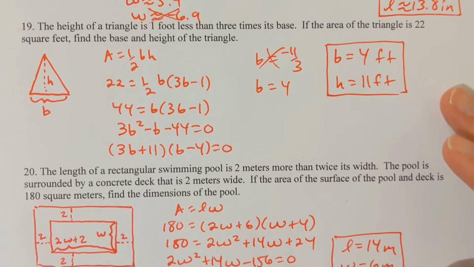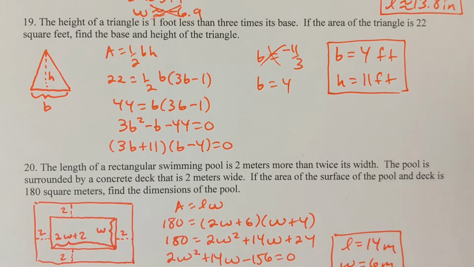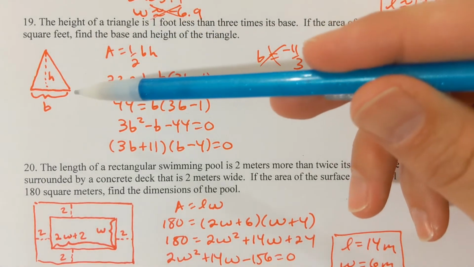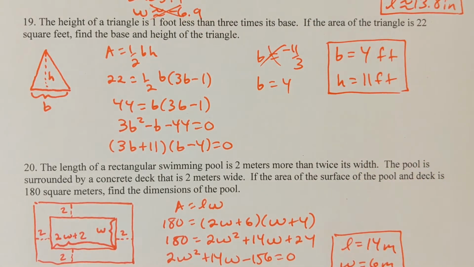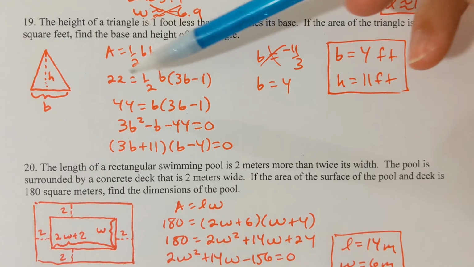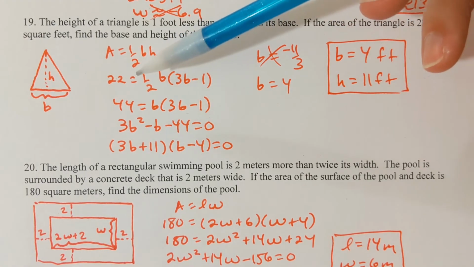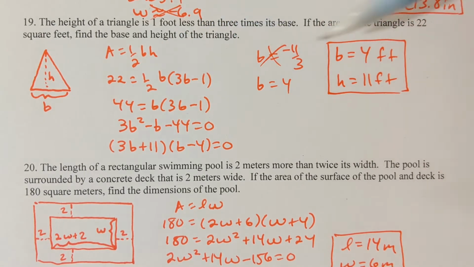Okay, problem 19. The height of a triangle is 1 foot less than 3 times its base. If the area of the triangle is 22 square feet, find the base and the height of the triangle. Okay, so the area of any triangle is 1/2 base times height, and so I'd want to be using that formula. The area of this triangle is 22 square feet, so 22 equals 1/2 base times height.